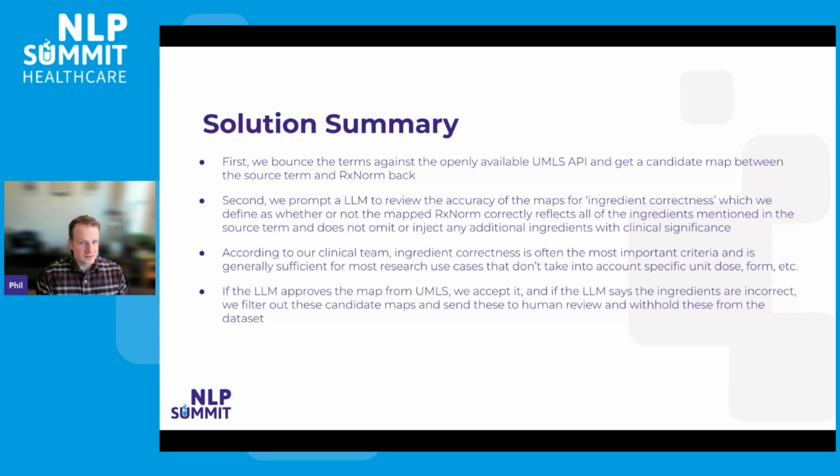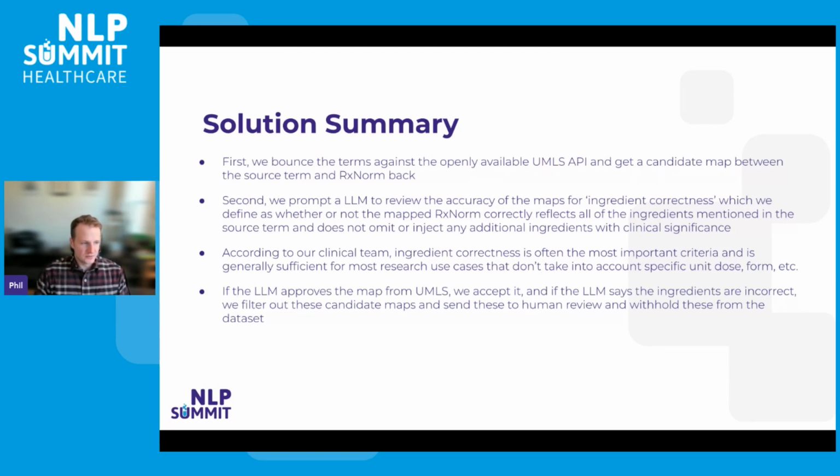the very small minority of terms that were incorrect that we got back, we actually took that proposed map from the UMLS API and bounced it against an LLM. In this case, we used GPT-4 by OpenAI. And all we asked that second step, that LLM step, to do was evaluate the correctness of the map. So the goal here was just to discard maps from the first step that were not correct.